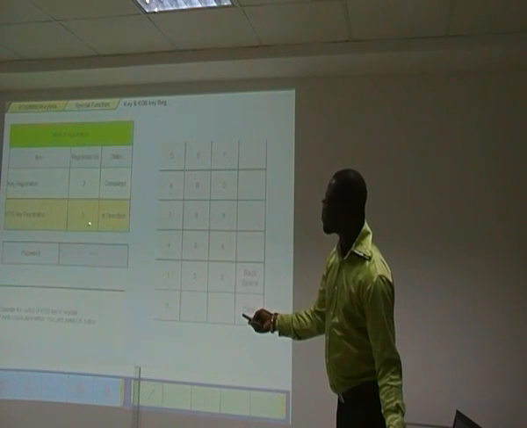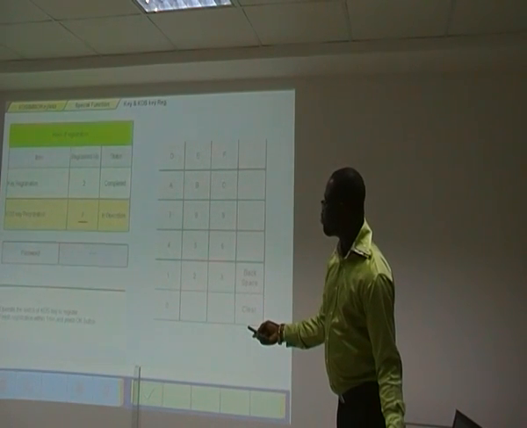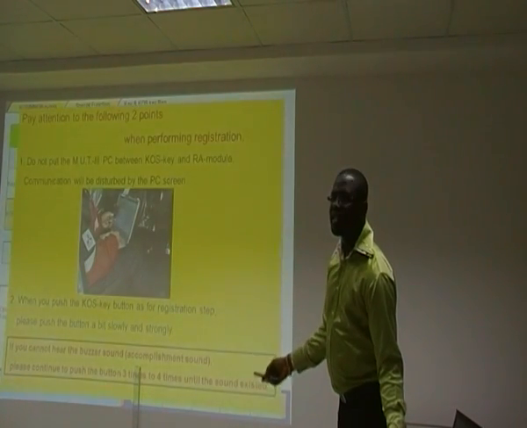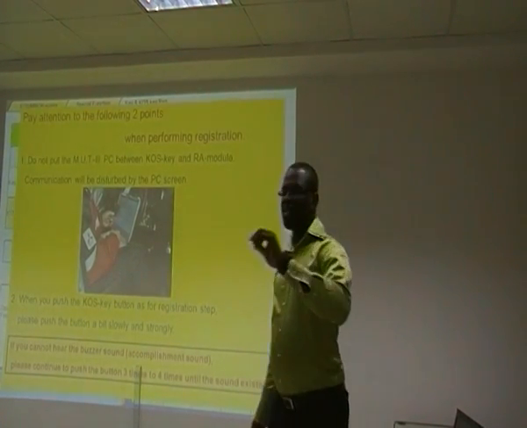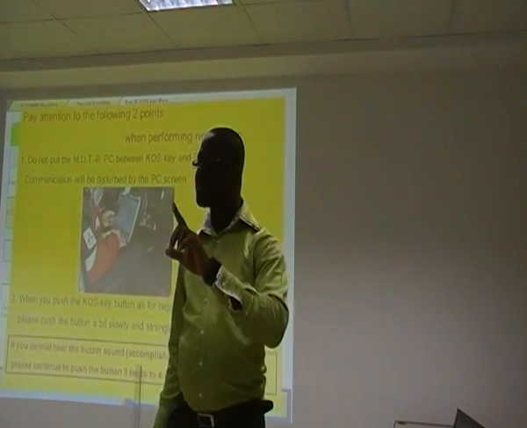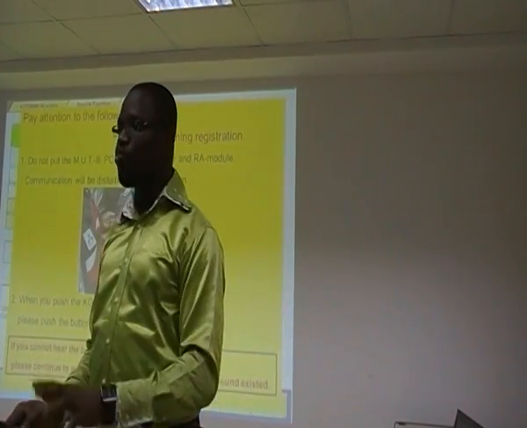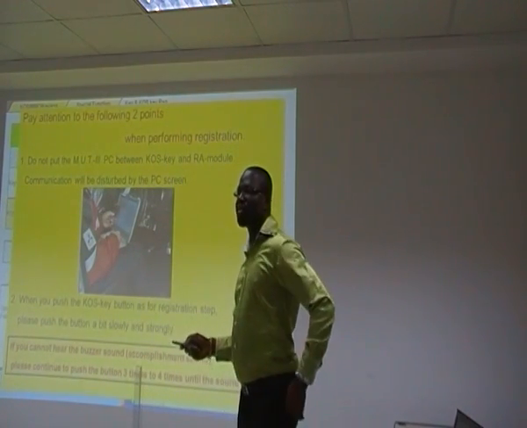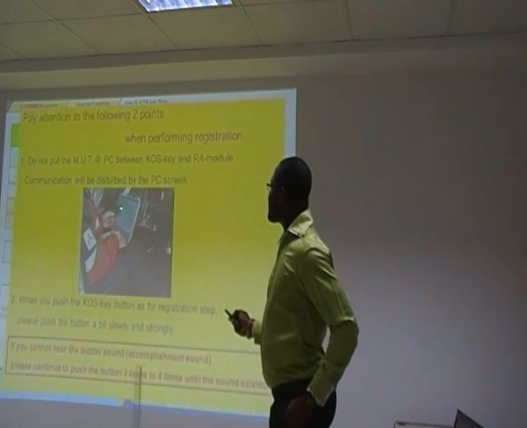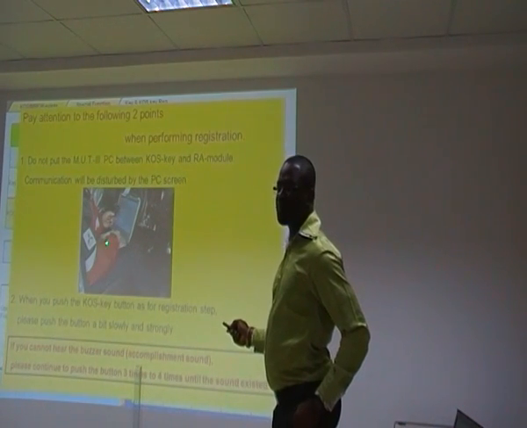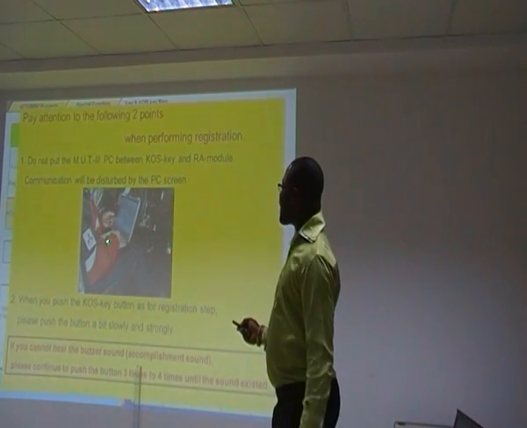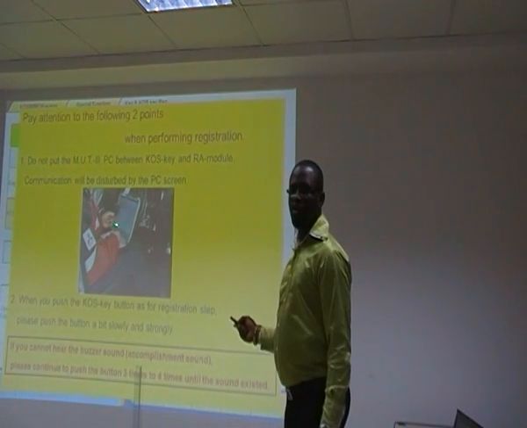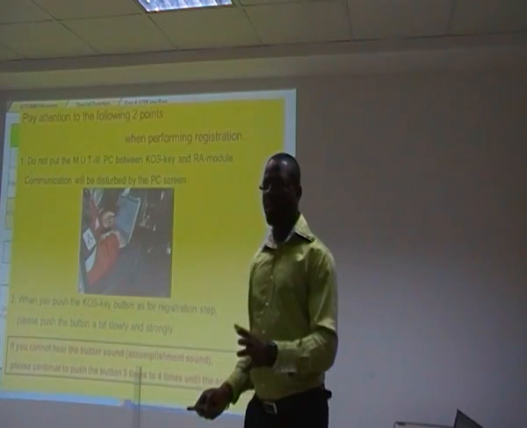You see that this side has also changed to what? To 2. So it means you have registered all these 2 keys successfully. This is very important. Interference in electronics is everywhere. So what you need to do when you are going to program or register these keys, never put the MUT on your laps, because there is going to be an interference between the remote and the immobilizer, which can affect your registration.